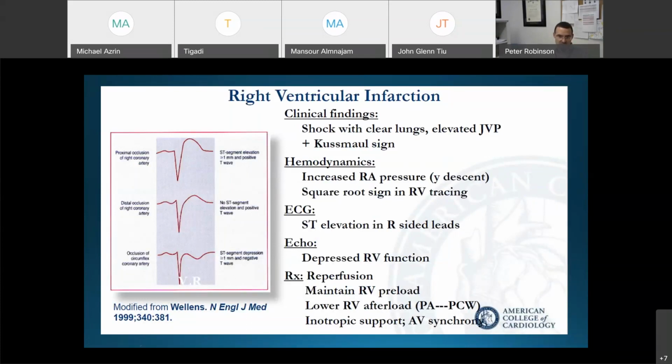The treatment is reperfusion, and trying to maintain RV preload while the RV wakes up, so to speak, from its stunned state, which usually happens quicker than the LV. And then trying to reduce the wedge pressure if possible.